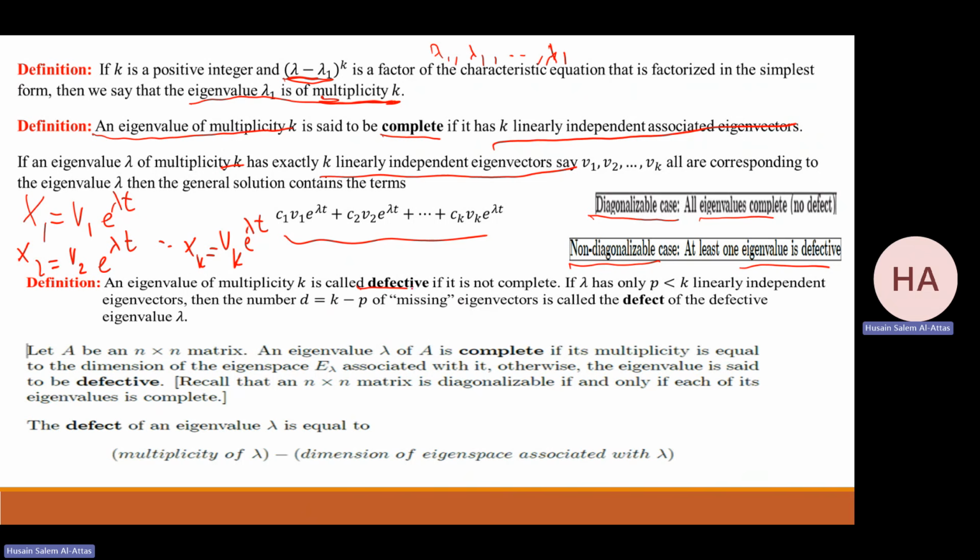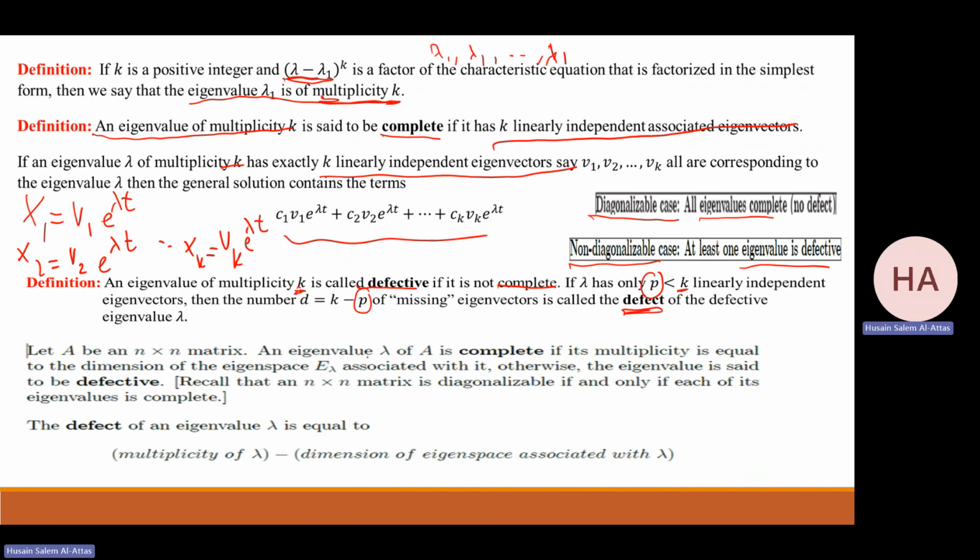What's the meaning of defective? If it is not complete. If I cannot get k linear independent eigenvectors, I get less than k. I get p, which is less than k. And the number d, which is k minus p, where p is the number of linear independent eigenvectors I get, we call it the defect of the defective eigenvalue lambda. Okay.